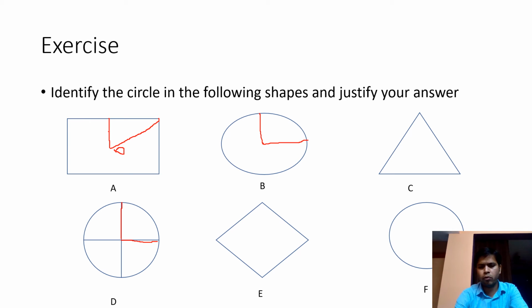Also if we move forward, E is a quadrilateral, or we can say a square, and F is also a circle. So we have tested and implemented our definition that all the points on the boundary are equidistant from the center. So whenever you are confused whether a particular figure is a circle or not, you can do this test. Let's move forward.